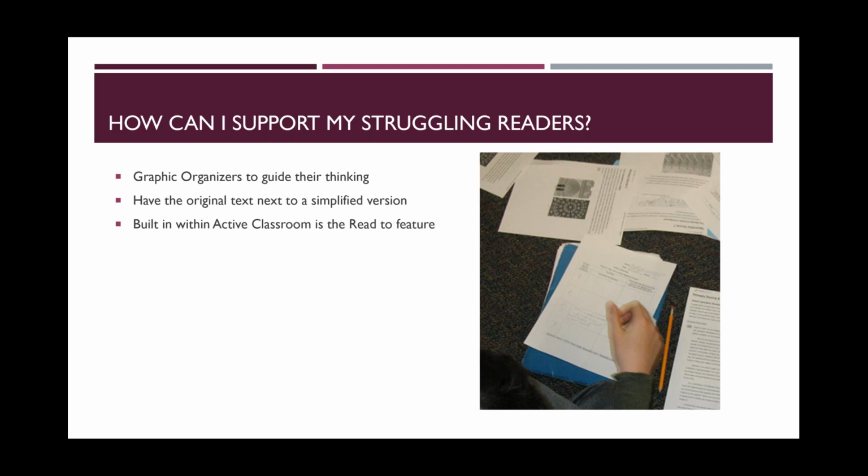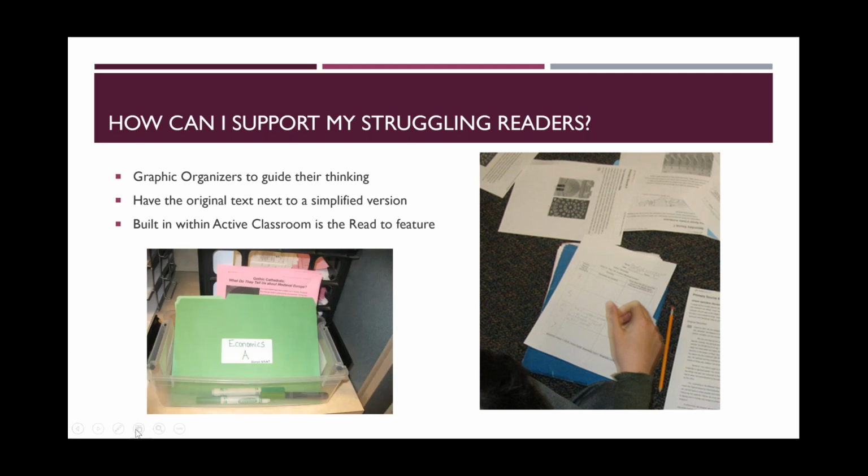A lot of my struggling readers, when I'm doing Active Classroom activities, use the reading feature that can help them not have to focus on decoding, but they can still get the content that I need them to get out as well. This is a box that I use with my students to organize their resources and work together in groups. I'm very big on file folders and color coordinating everything. Everything has a place, so it helps my students see and set up for success.